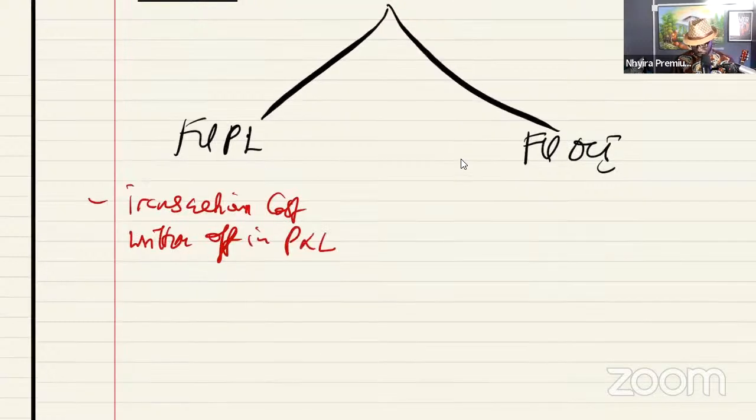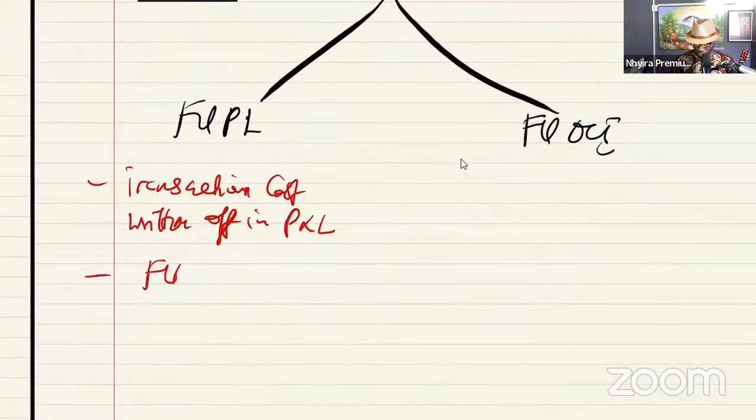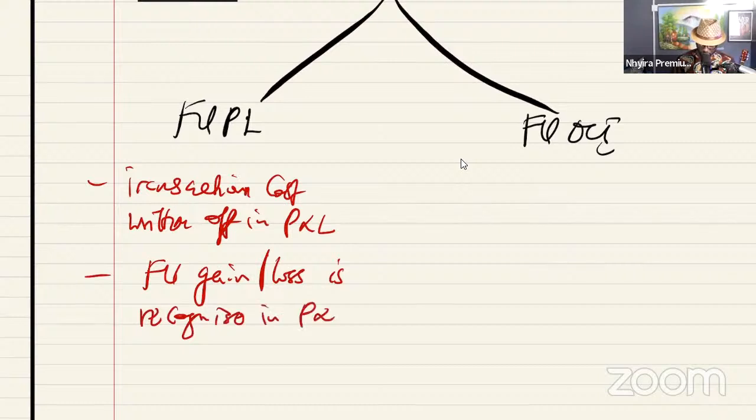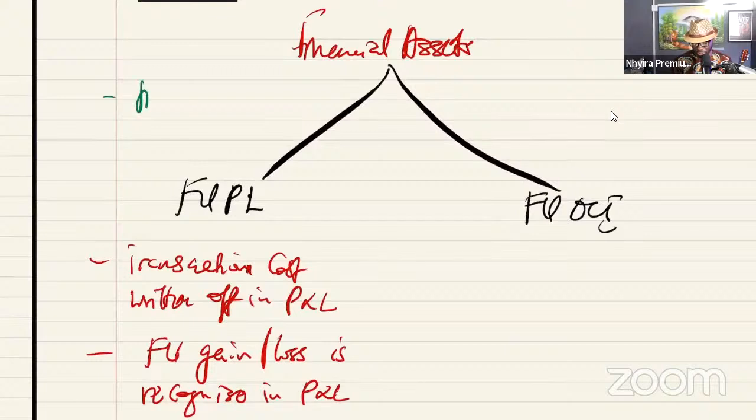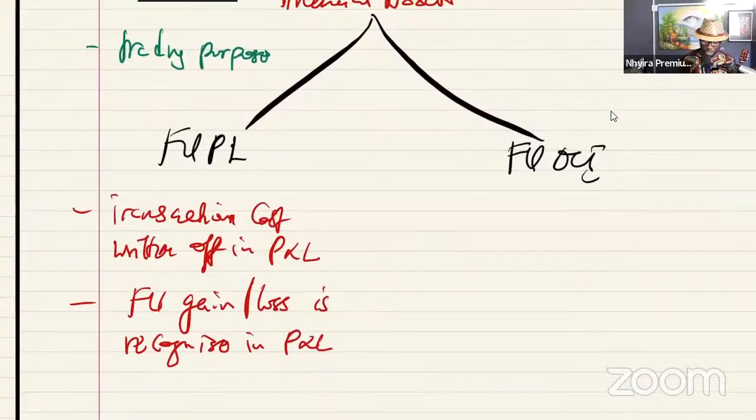And then also any fair value gain or loss is recognized in the P&L. Simple. And that is the fair value through P&L. And usually these are for trading purposes. Maybe the entity bought the financial assets for trading purposes or to make some short-term gain. It expects to sell it within the shortest possible time. Then it is going to be at fair value through P&L. The transaction cost is going to be written off in the P&L. Any fair value gain or loss is going to be recognized also in the P&L.